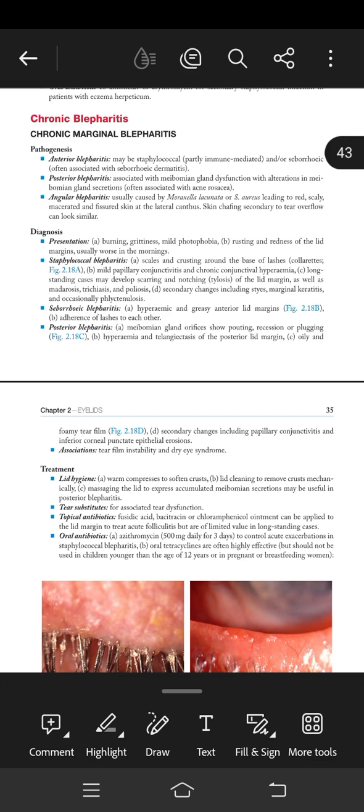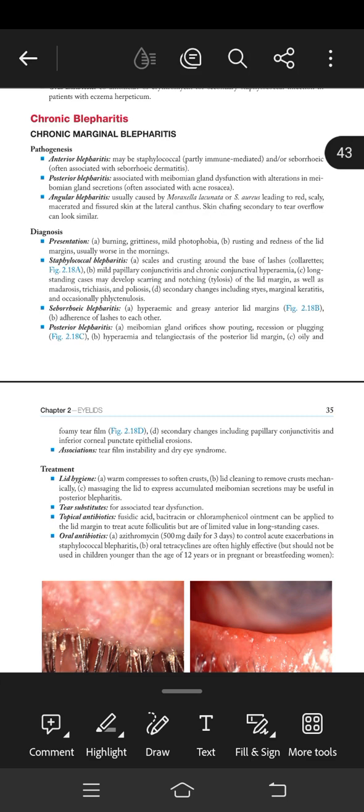Long standing cases may develop scarring and notching, which is called tylosis of the lid margin, as well as madarosis, loss of lashes, trichiasis, that is misdirected eyelashes, and poliosis, that is premature whitening of the lashes. P for poliosis, P for premature whitening of the lashes. Secondary changes include styes. Keep in mind, staphylococcal blepharitis can lead to styes, marginal keratitis, and occasionally phlyctenulosis.